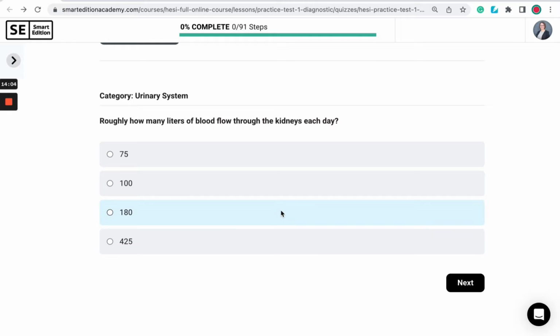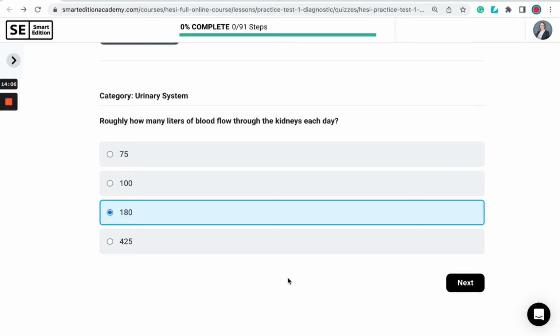The correct answer here is 180. So roughly 180 liters of blood pass through the nephrons of the kidney each day. Much of this fluid and its contents must be reabsorbed, and then the byproduct of this fluid, which is urine, is emptied into the bladder for storage, where it's later excreted.